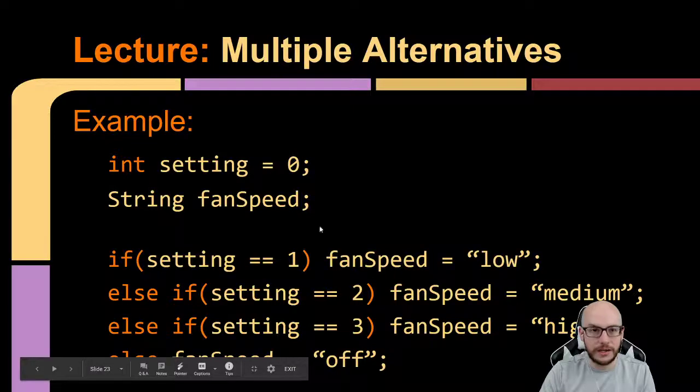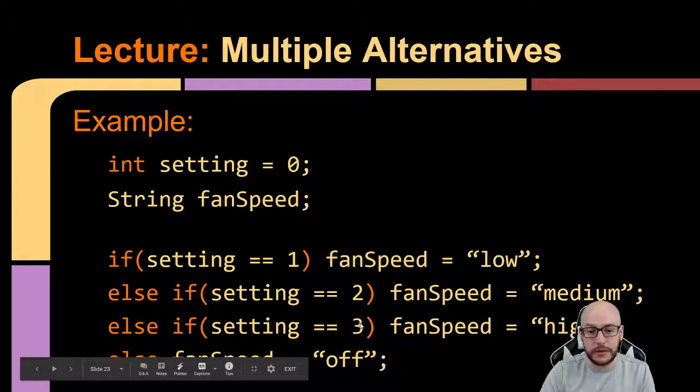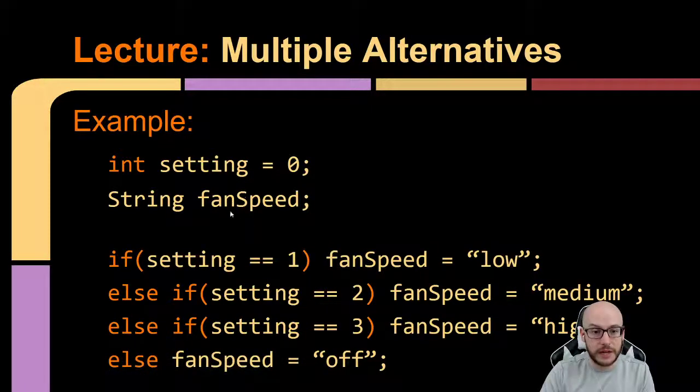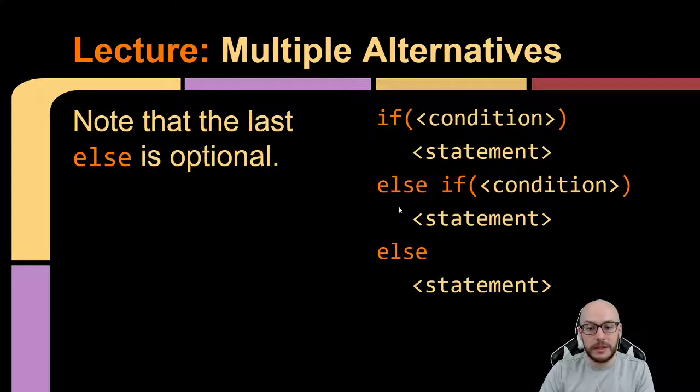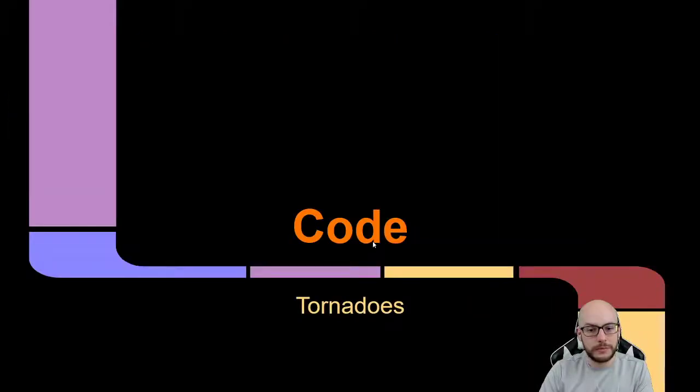What does that look like? Well, is 0 equal to 1? No, that's false. Is 0 equal to 2? No, that's false. Is 0 equal to 3? That's false. What would end up happening is at the very end, my fan speed doesn't have a value. It hasn't been initialized. That's only a problem if we try to do something like print it. If I tried to access it or use it, it doesn't have a value. That is something to be careful about. If you don't have an else, it's possible that no value is assigned to your variable.